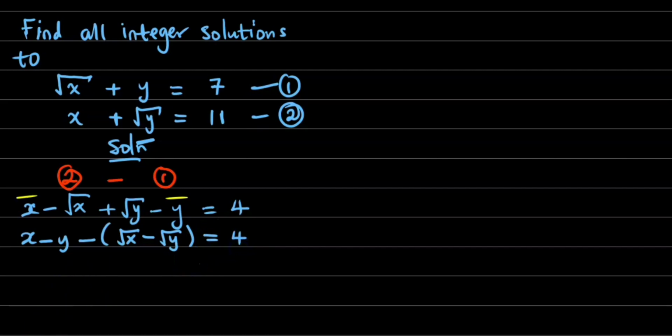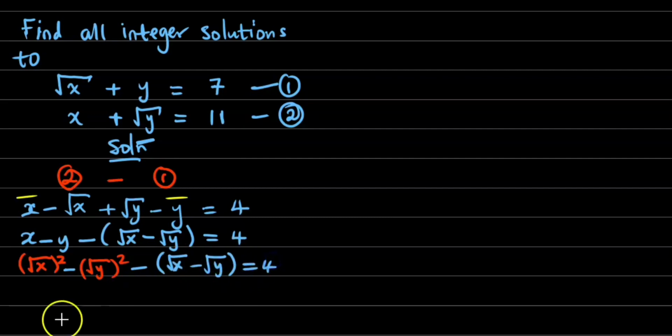The next thing I'll do is rewrite x as the square root of x squared, and then rewrite y as the square root of y squared. There is a negative sign in between. Then this is minus this bracket as well, so that will be square root of x minus square root of y. We equate this to 4.